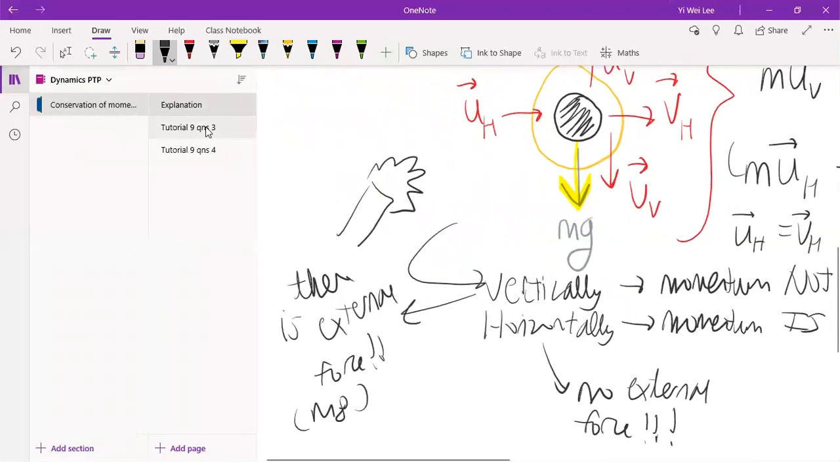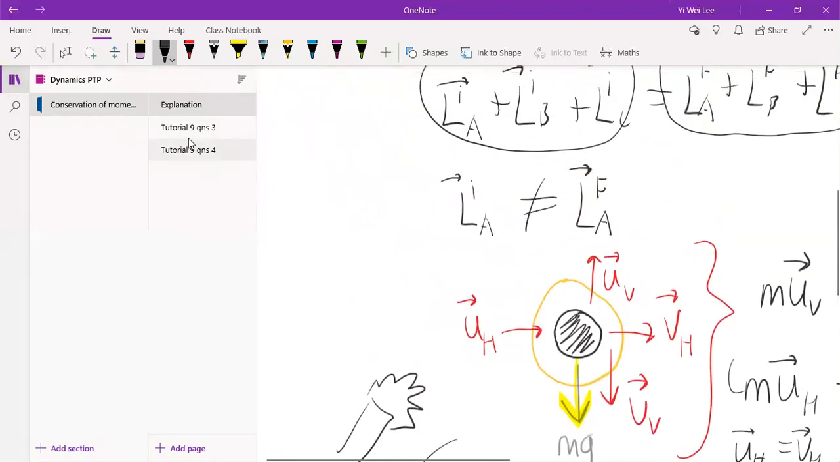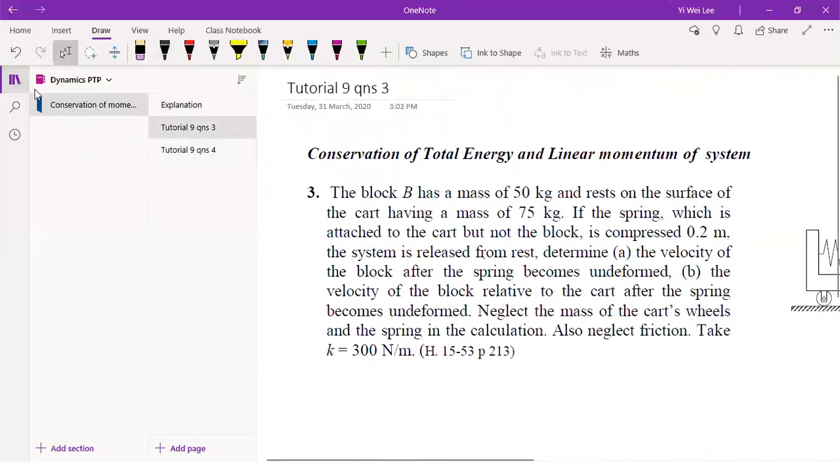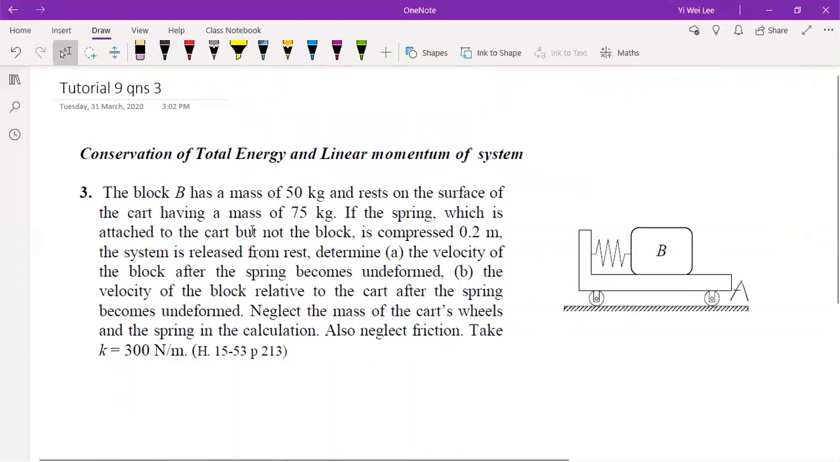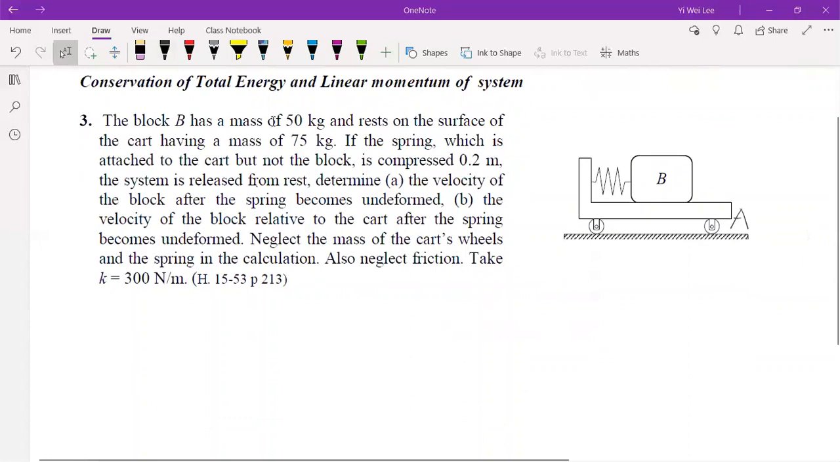Now let's put this into practice, so that maybe you understand what's going on. Let's take a look at tutorial 9, question 3. Block B has a mass of 50 kg, and it rests on the surface of a cart having a mass of 75 kg. A spring, which is attached to the cart but not the block, is compressed 0.2 meter. So this is basically our E.